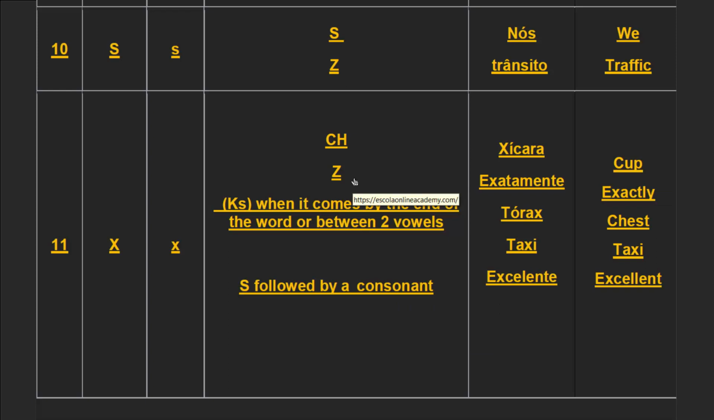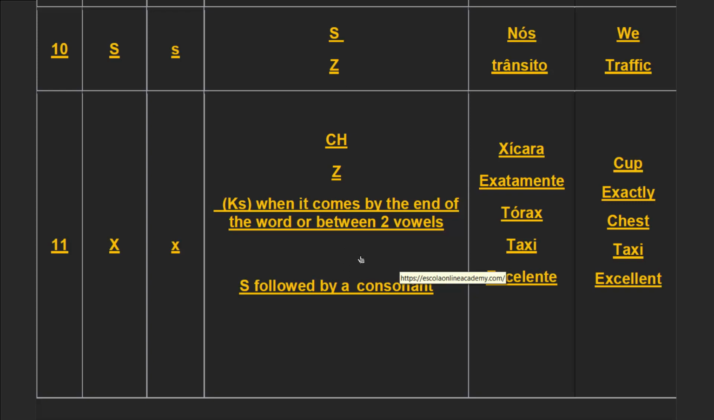The second pronunciation for this letter is when we pronounce it as Z. The example that we have here is the word exactly, which means in Portuguese exatamente. The third pronunciation for this letter is a pronunciation KSC.